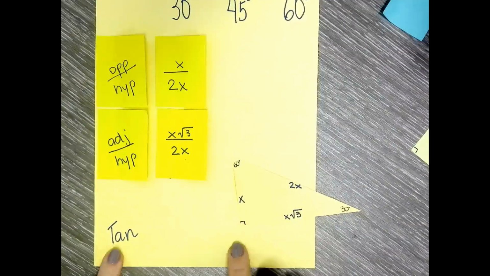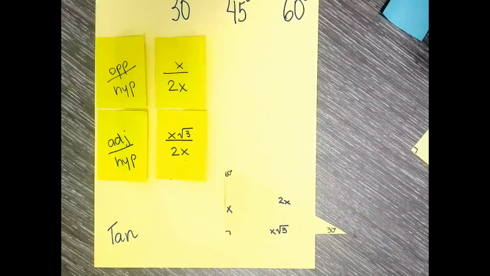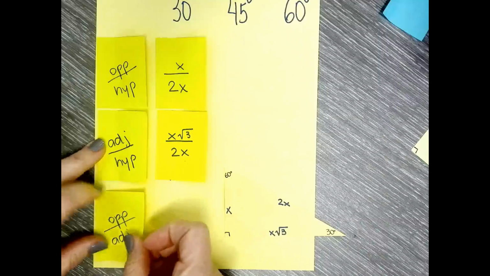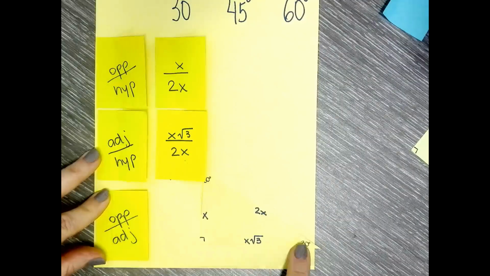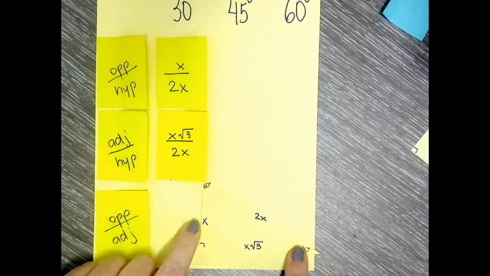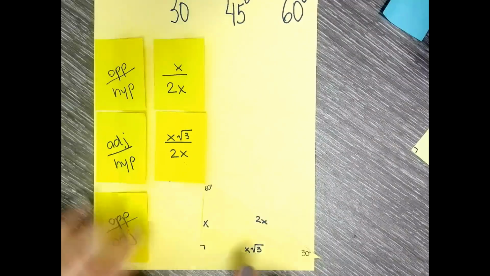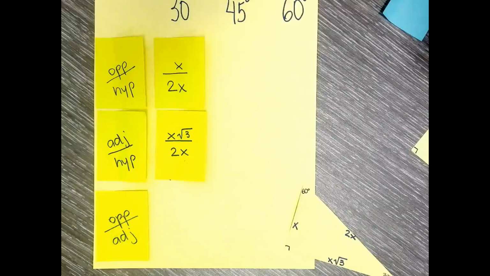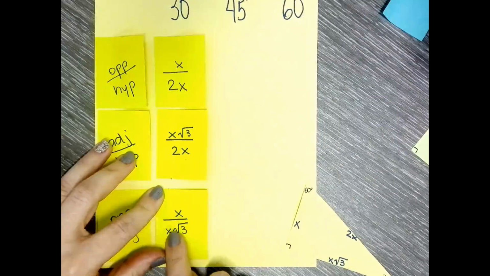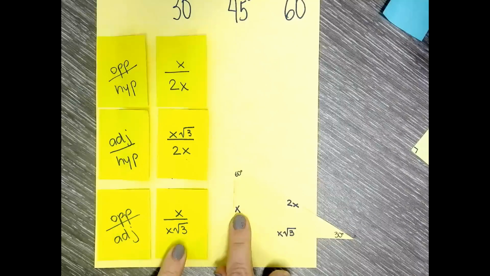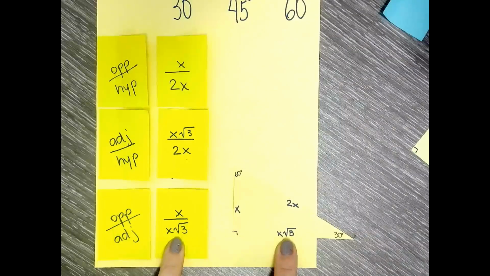And then tangent of 30. Tangent is opposite over adjacent. So I still have 30 right there. Opposite is x, adjacent is x square root of 3.